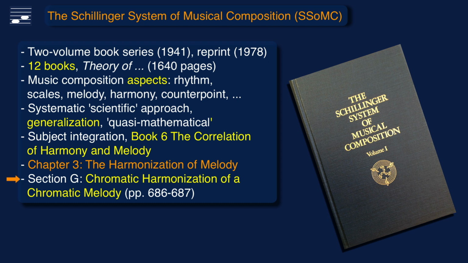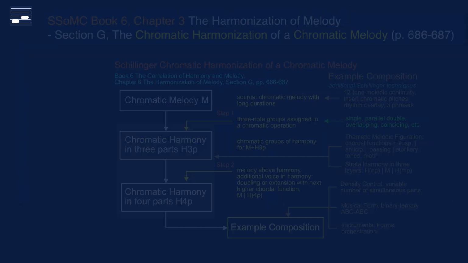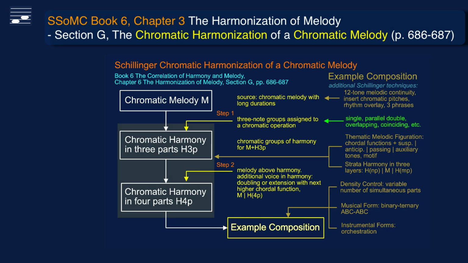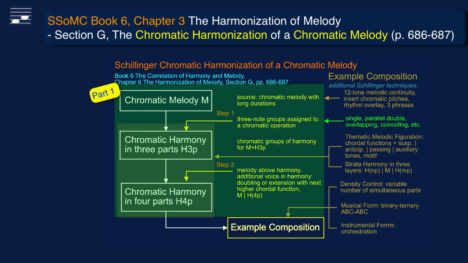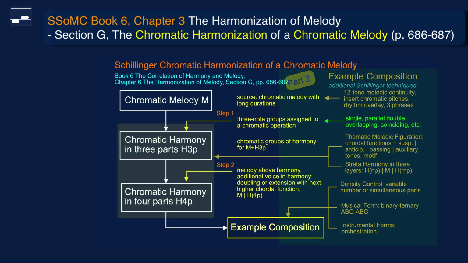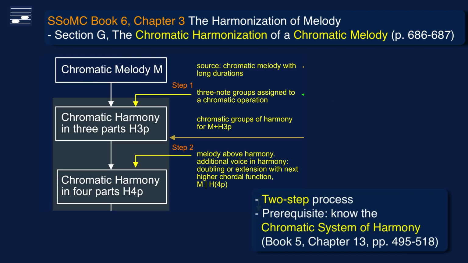In just 2 pages, Schillinger presents the chromatic harmonization of a chromatic melody technique. I think the topic deserves a more thorough discussion, which is the subject of the current tutorial series. This diagram is an overview of what you will find in this tutorial series, and I will use it as a guide through the subject. Part 1, the fundamentals, is shown on the left, while the orchestral composition example is discussed in Part 2. The harmonization technique is a two-step process that starts with a given chromatic melody.